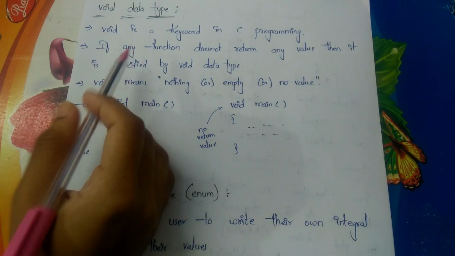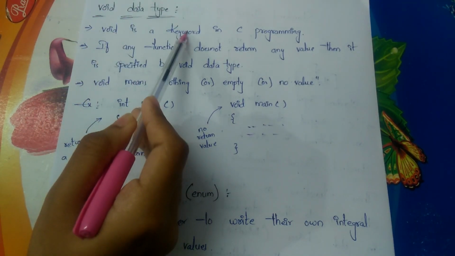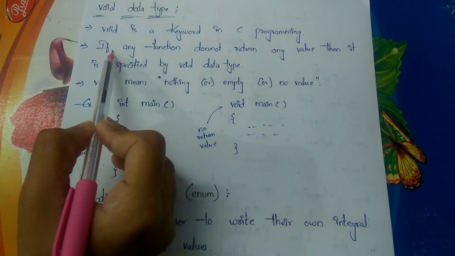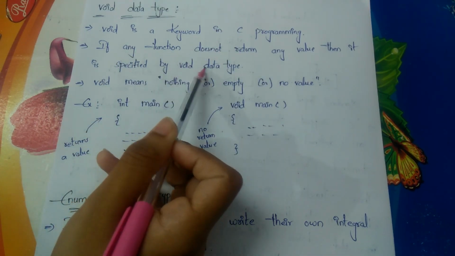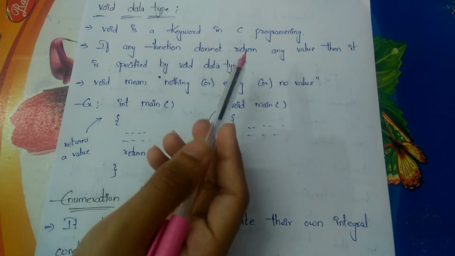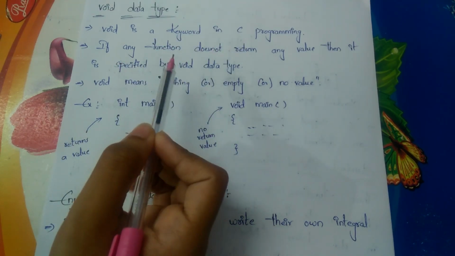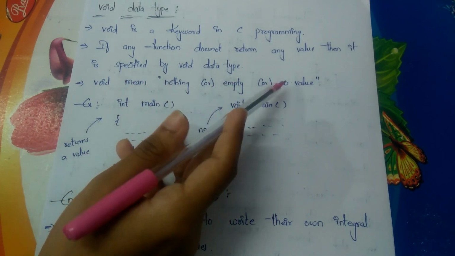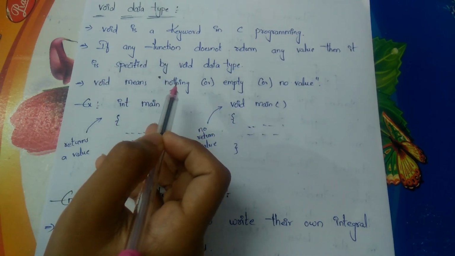Let's see the third one, that is the void data type. Void is a keyword. We have seen in the previous video, void is a keyword in C programming. If any function doesn't return any value, then it is specified by the void data type. If it wants to return, then we have to use the int data type. Void means nothing or empty, or it has no value. So when we use void, the function does not return a value.